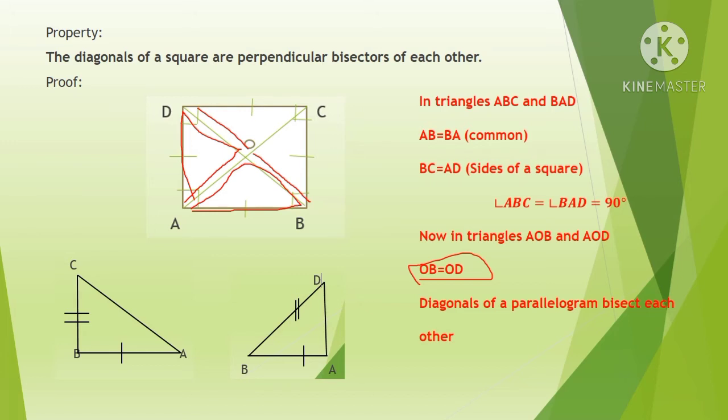Then in triangles AOB and AOD, we have taken other triangles. In that, OB is equal to OD because diagonals bisect each other. That's why we are getting both parts equal. Understood now, children? So you know all the properties of a square, apply that and prove this. Okay, now let's see the next part.